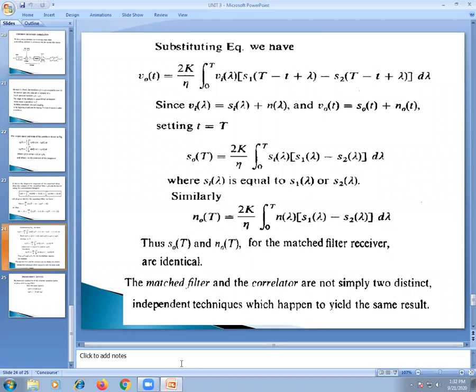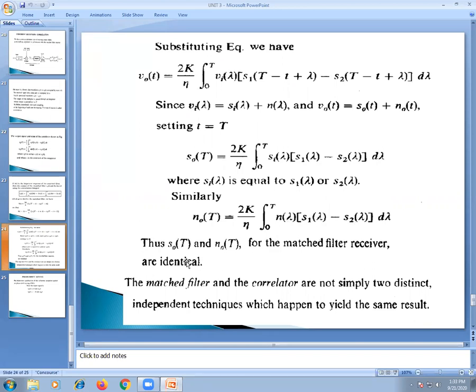Adding of the input to the noise. So the factors are S naught of t and N naught of t. You can remember these two formulas. S naught of t is equal to 2k by eta integral from 0 to t of the signal input and the difference of the signals. N naught of t is equal to 2k by eta integral from 0 to t of N of lambda, that is the input noise and the difference of the noise.